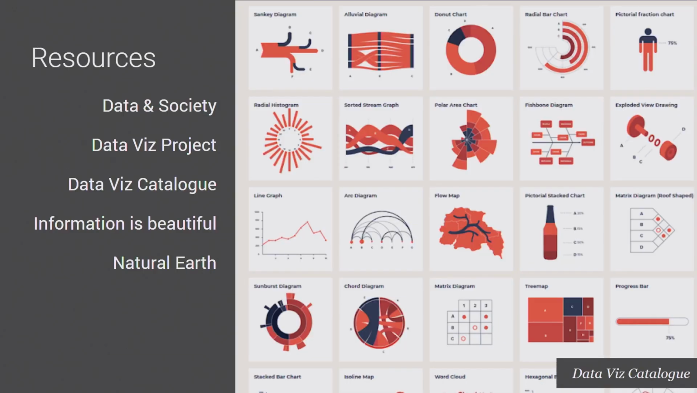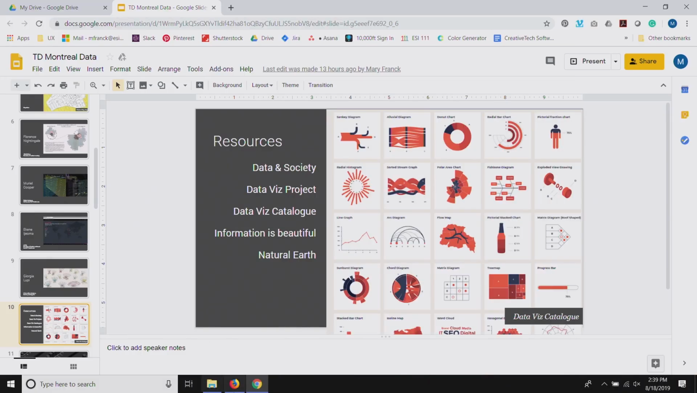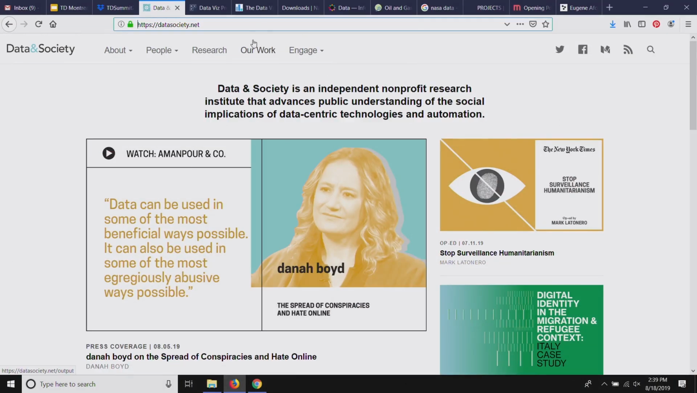Okay, let's see. Here are a couple of resources I wanted to highlight. There's like a million. These were just some things that caught my eye. So Data and Society. I'll switch over to my browser so we can look at that real quick. Data and Society is a nonprofit research institute that's advancing public understanding of the social implications of data-centric technologies and automation. They're doing really interesting work. They have meetups. They're really brilliant and thoughtful people doing this work.